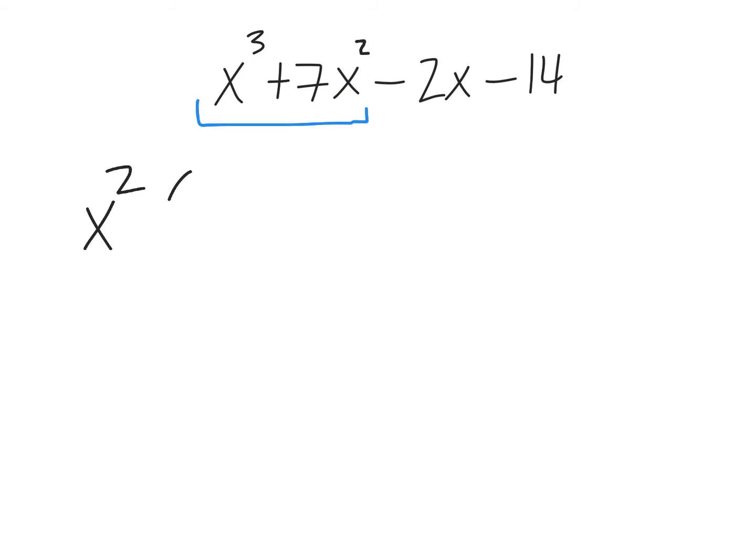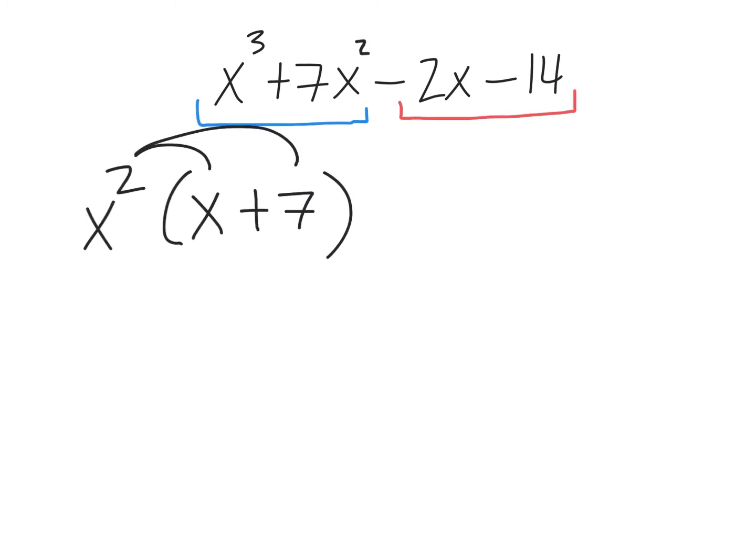So that's my first factor. x squared times what is going to give me x cubed? It's an x. And x squared times what is going to give me a 7x squared? That's a positive 7. I then look at my second set of terms. We're going to call this the red group. And I look at what do they have in common. I notice that they're both divisible by a negative 2. So I'm going to pull out a negative 2.